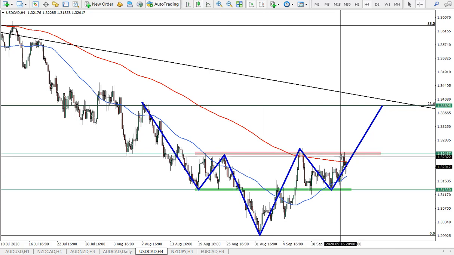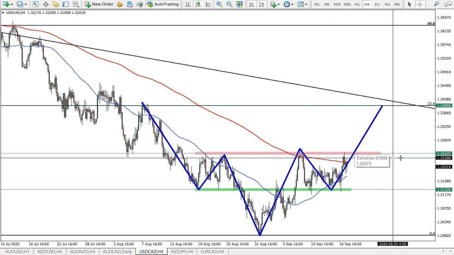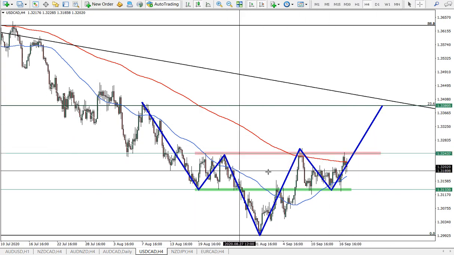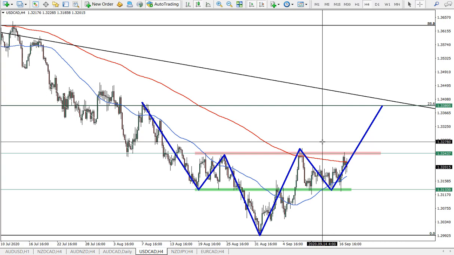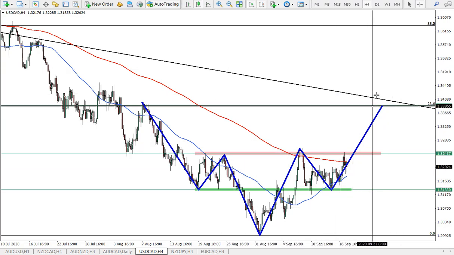Dollar Canadian, this is the reversed head and shoulders pattern, and I do expect the move to the upside. Of course, many will be waiting for the confirmation of the breakout of this massive resistance, the neckline of the potential head and shoulders pattern. So yeah, it's a valid analysis. I do expect this move to the upside. We'll see how it goes.